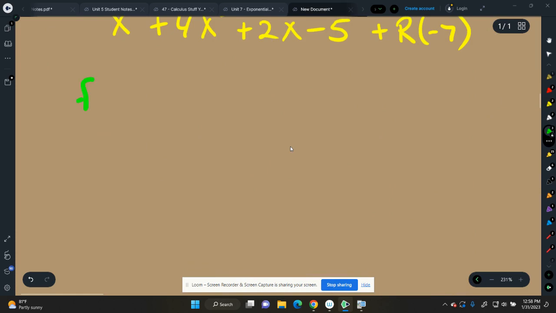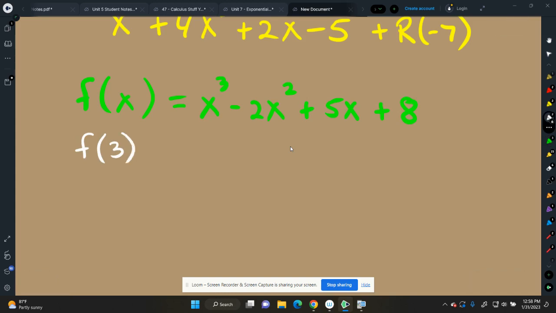Let's say that f of x equals x to the 3rd minus 2x squared plus 5x plus 8. Okay? What does it mean if I say f of 3? What does that mean? I ask you to figure out what f of 3 equals.